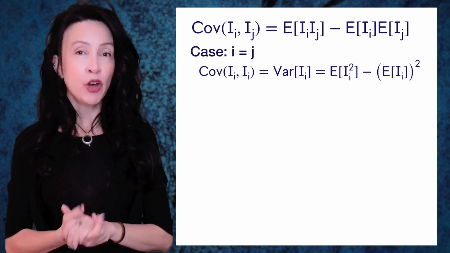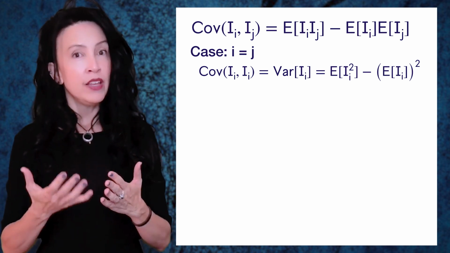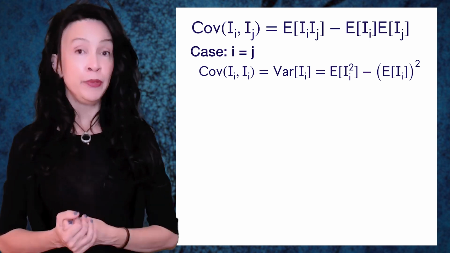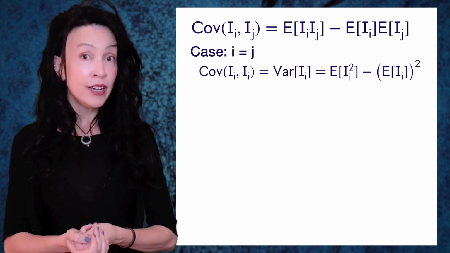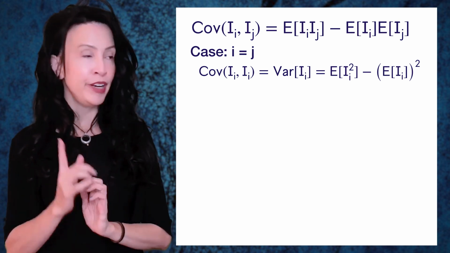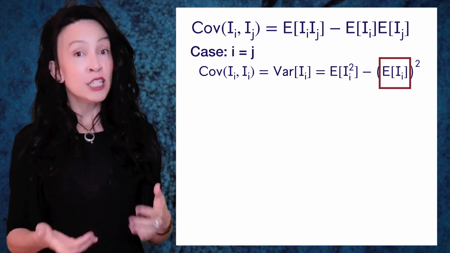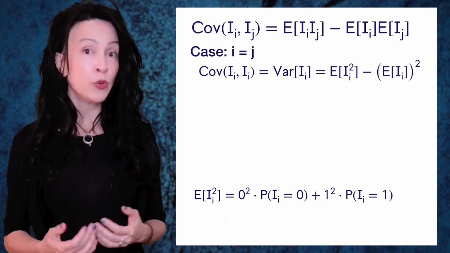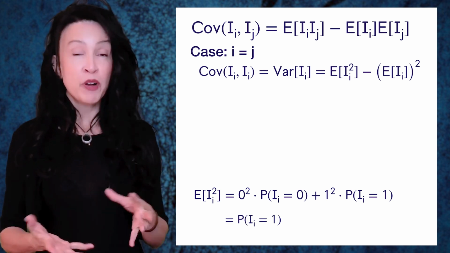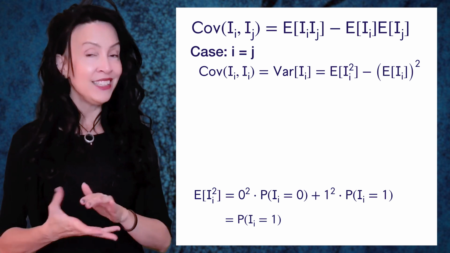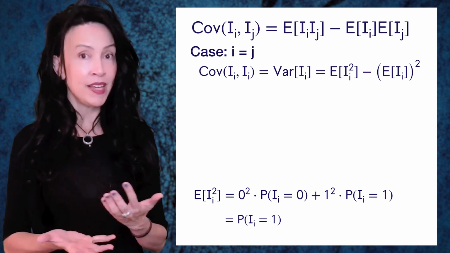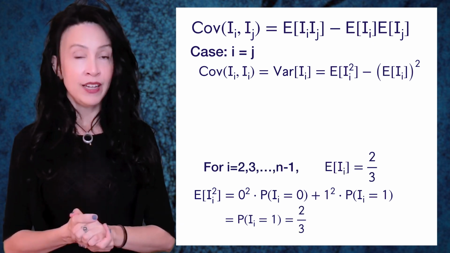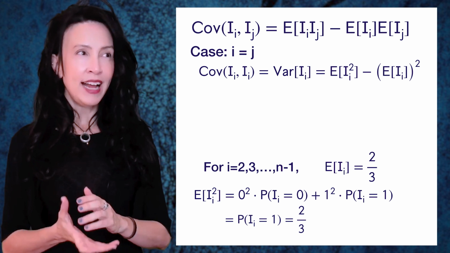In that case, we don't really have covariances, we have variances. Remember, the covariance of I sub i with I sub i itself is the variance of I sub i, and we can compute this by finding the expected value of I sub i squared and subtracting 2/3 squared. We already computed this expectation. The expected value of an indicator squared is going to be 0 squared times the probability it's 0 plus 1 squared times the probability it's 1. This is just the probability it's 1, which is what it was when we didn't square it, because the indicator squared is the same thing as the indicator not squared. So we know the expected value of I sub i squared is 2/3, at least if i is not 1 or n.